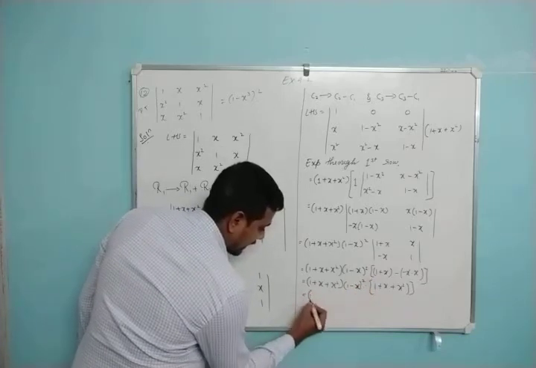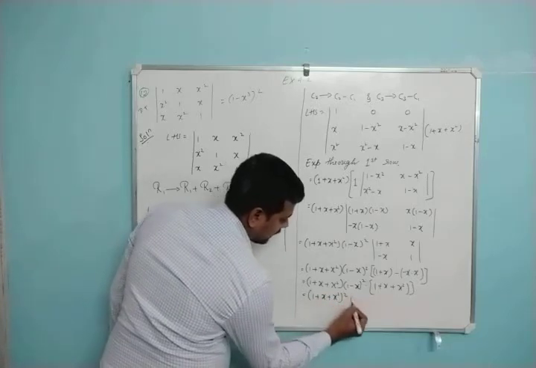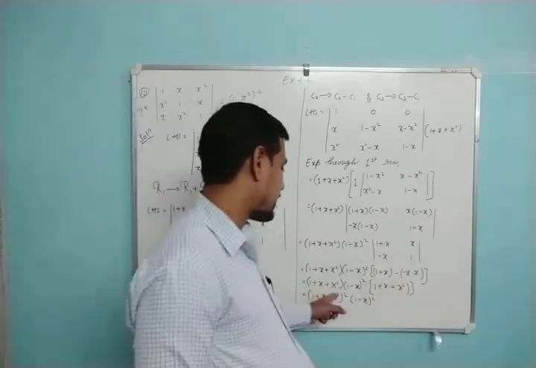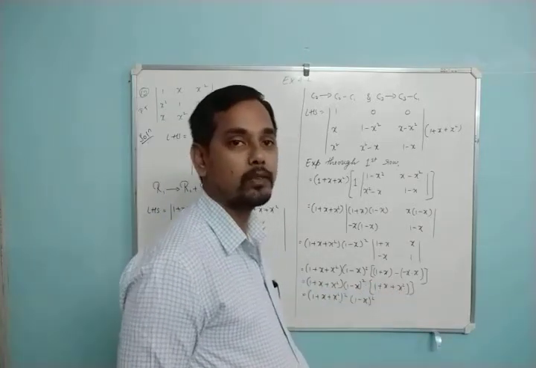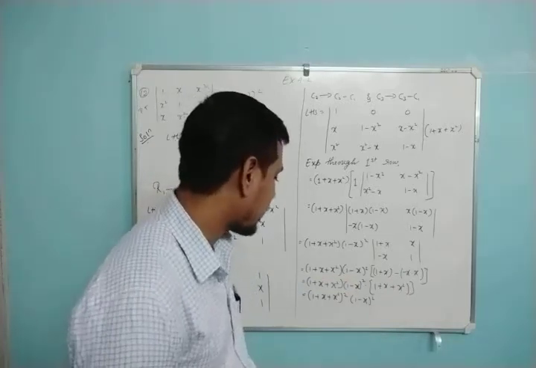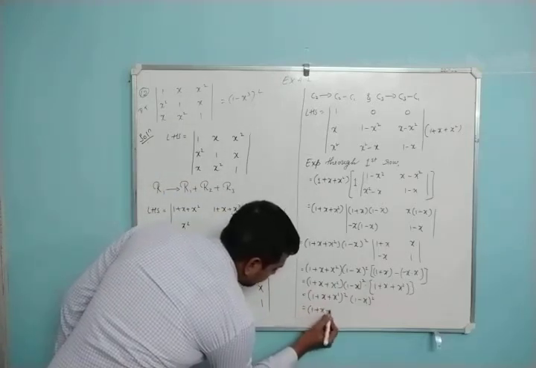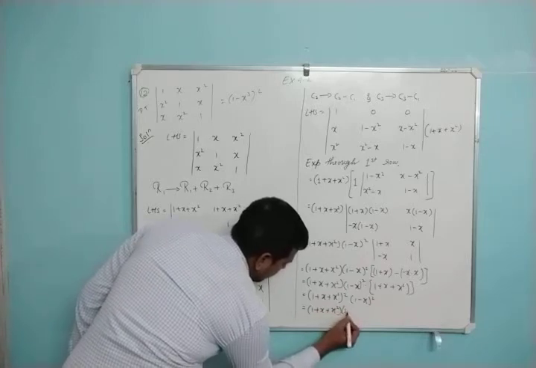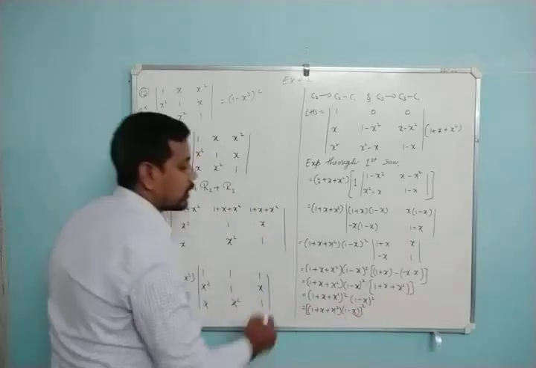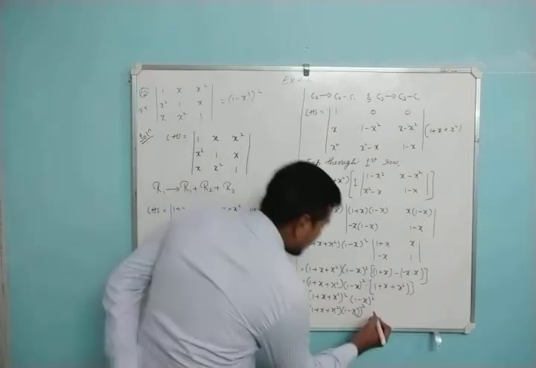Now this can be written as (1 + x²)² into (1 − x)², right? (1 + x²) into (1 + x²). So it is (1 + x)² into (1 − x²)² as it is. This can be written as (1 + x²) into (1 − x) the whole square. Square and square is there, you can take it common, right? So now if I expand this, what will I get?